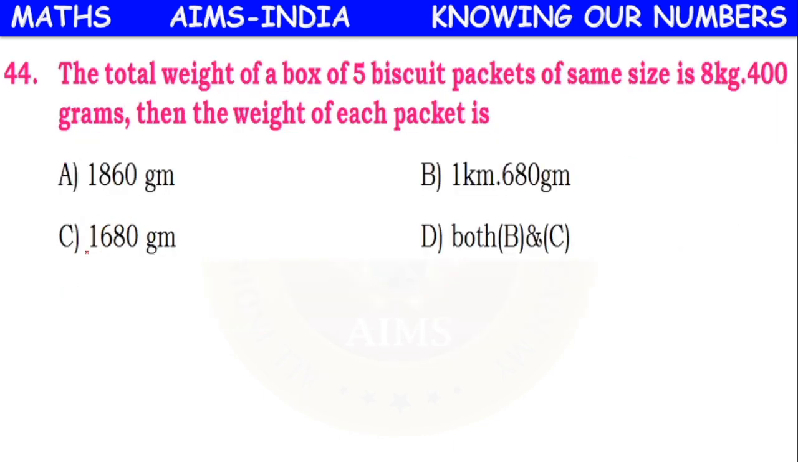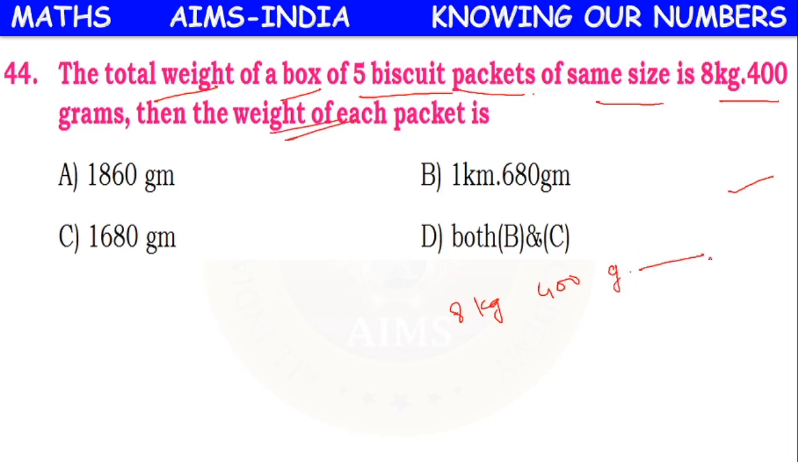Next question. The total weight of a box of 5 biscuit packets of the same size is 8 kg 400 grams. Then what is the weight of each packet? So here, 5 biscuit packets, the weight is 8 kg 400 grams.